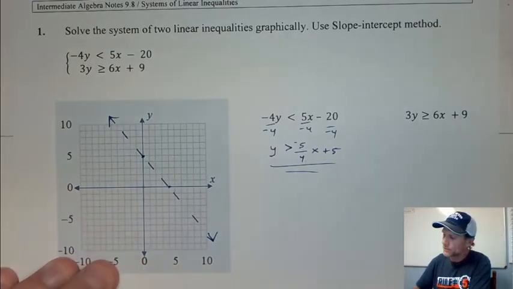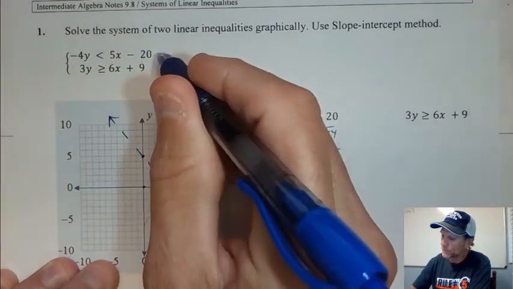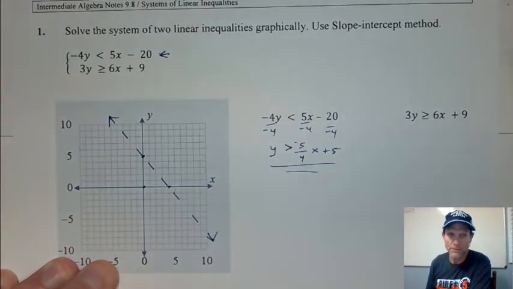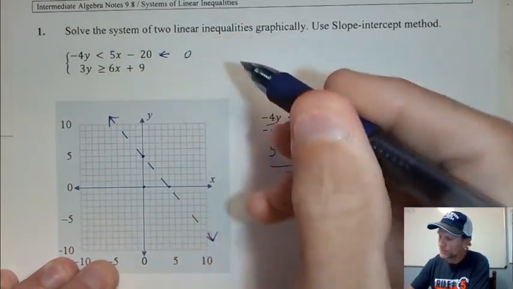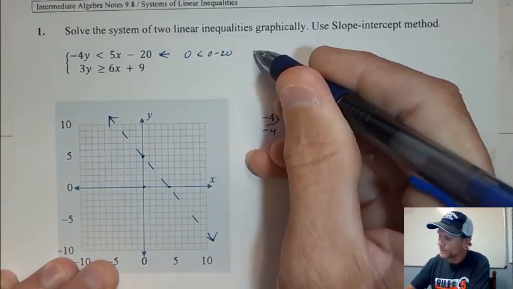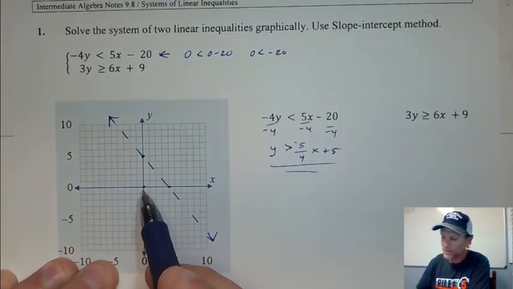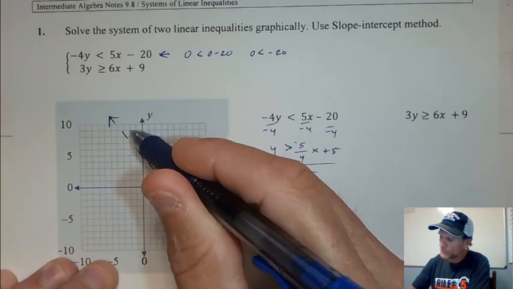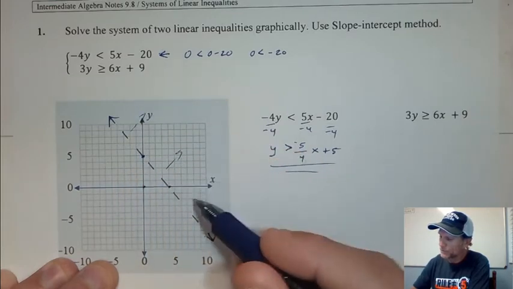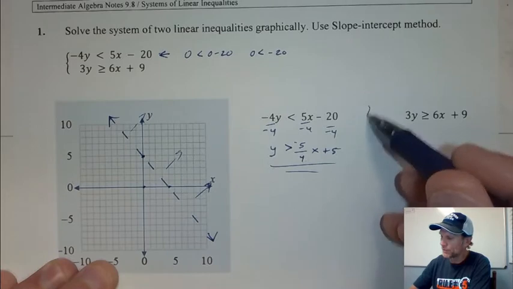Okay. Now let's test the point 0, 0 to see if it holds true on this first one. So I'm testing the point 0, 0. I have 0 is less than 0 minus 20. 0 is less than negative 20. This is false. So that means I would shade this side. I'm just making a little note to myself that I'd shade that side of the inequality, okay? Because I'm looking for the overlap of these two, okay?